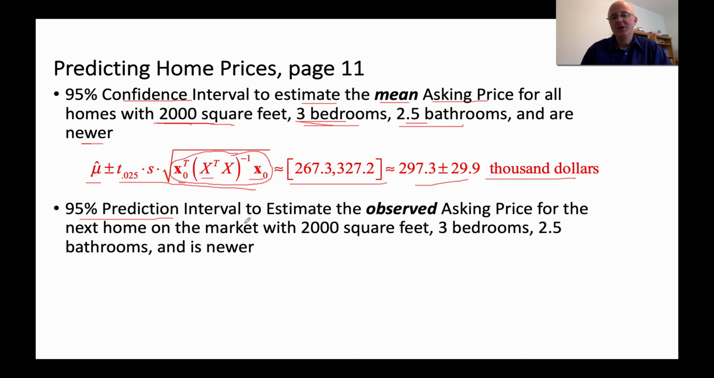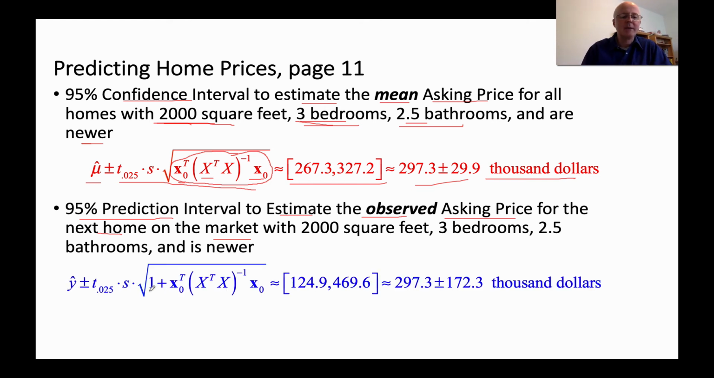A 95% prediction interval is to estimate an observed asking price for the next home on the market that's got these variable values, 2,000 square feet, at least approximately, 3 bedrooms, 2.5 bathrooms, and is newer. The prediction interval is bigger because we're not estimating a mean, we're estimating an individual response. And the formula is pretty much the same except you add an extra +1 in here. And by the way, this is not a typo. This actually, in spite of the fact that it involves vectors and matrices, is a number. And I guess that should have been emphasized here as well since I'm taking the square root of it.